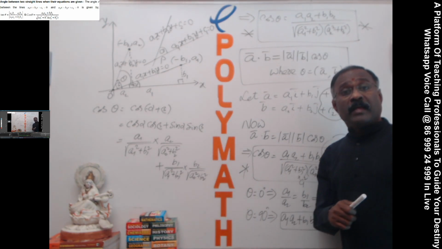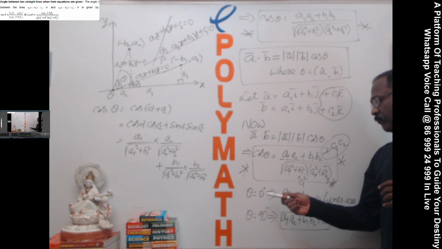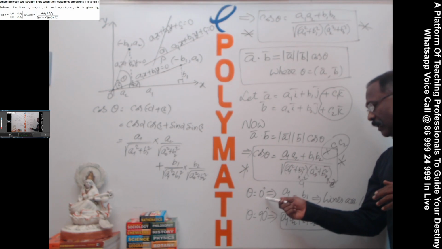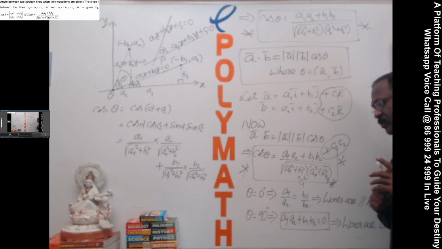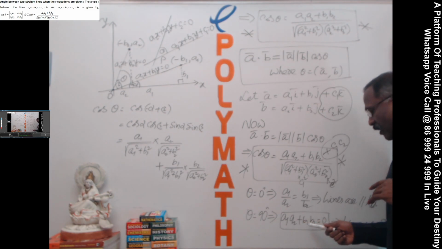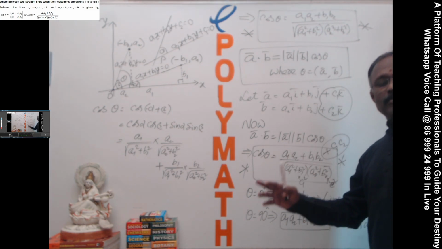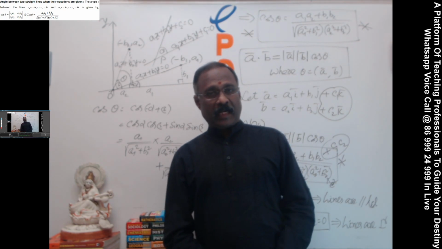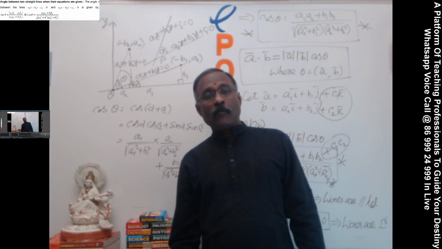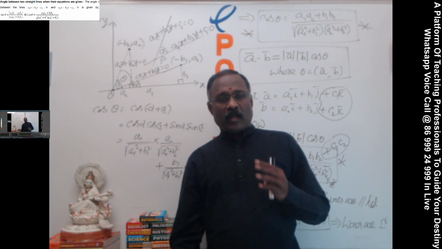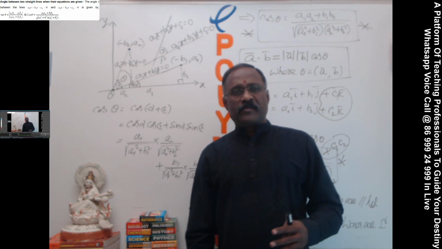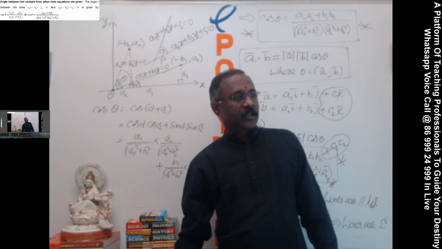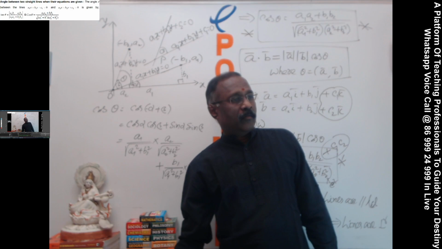The same will be extended to 3D like this. If the planes are parallel, then A1 by A2 is equal to B1 by B2 is equal to C1 by C2. If the planes are perpendicular, then A1 A2 plus B1 B2 plus C1 C2 equal to 0. So this is how we can understand the angle between two lines. Next, you will have different concepts related to the angle between two lines. We will move on to that now.